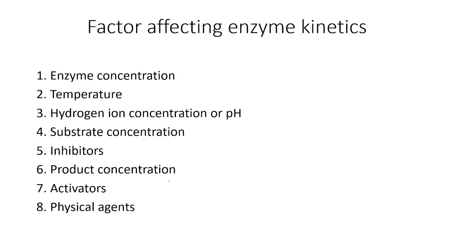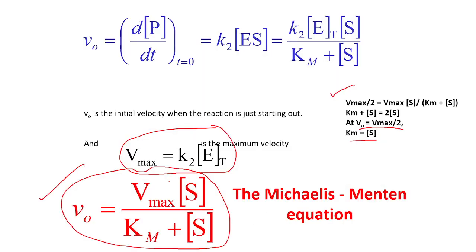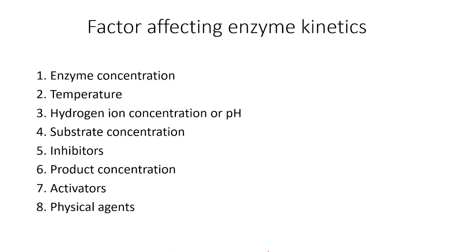Okay, now there are a few factors that affect your enzyme kinetics, mostly the concentration of the enzyme that you are using, because in the equation you would see a term called Vmax. So this Vmax depends somewhat on the total enzyme concentration. Therefore the enzyme concentration is an important factor that affects the enzyme kinetics.